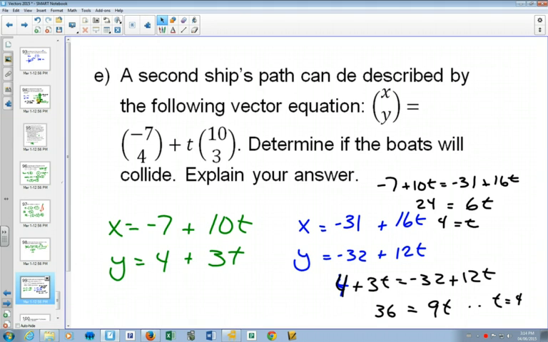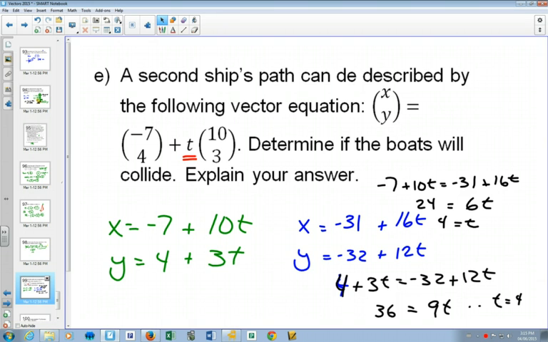Well, in this case, because the time t is given as the same parameter, then we're saying at time 0, this ship is at (-7, 4). So that means 7 kilometers to the west and 4 kilometers north, and the other ship was at (-31, -32). And since the parameters are the same, that's based on time equaling 0 at that point. And then looking forward at t equals 4, they will be at the exact same spot, so they would collide.